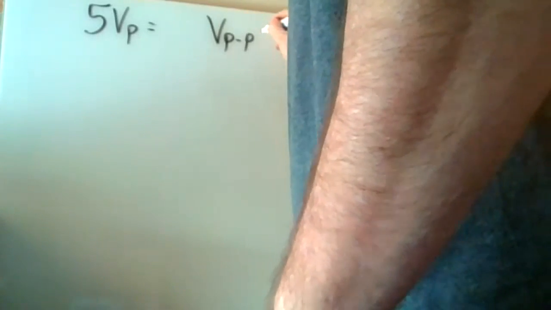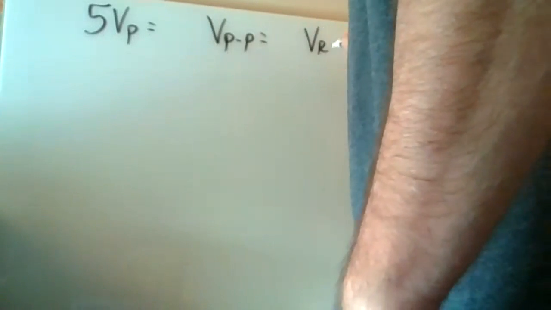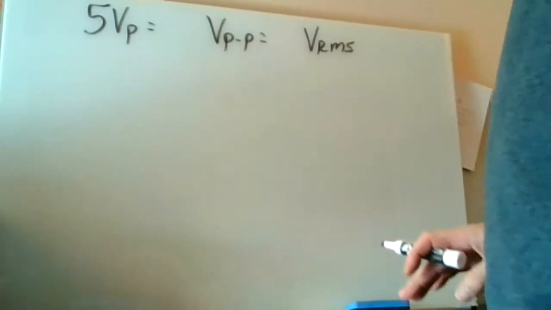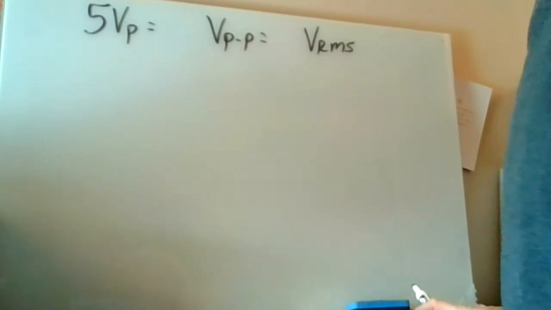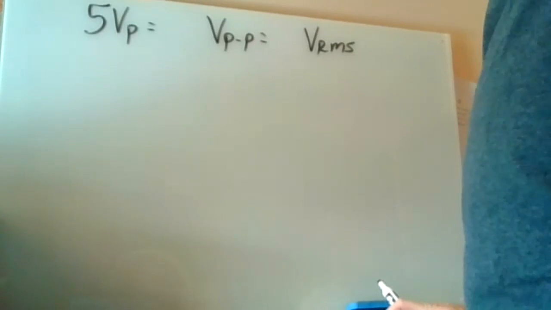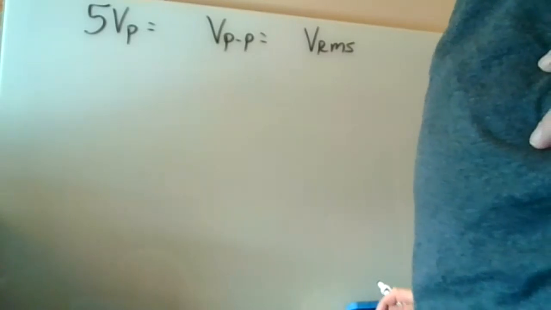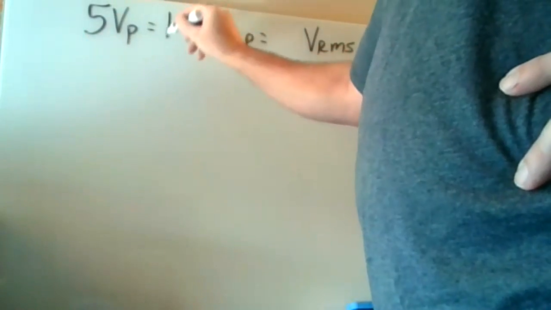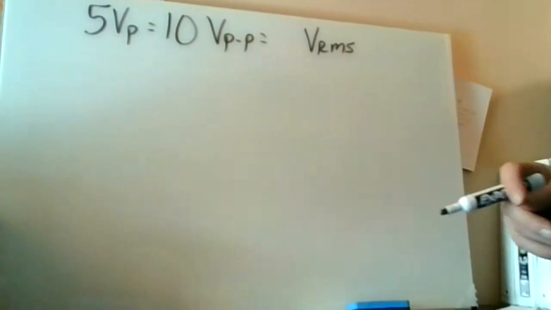So let's say I have 5 volts peak. I want to know my peak to peak, and I want to know my VRMS. Now that we're into AC, we're going to try to go to 3 decimal places. If you go to 2, I'll take it, but 3 is just going to make us a little more accurate when we're measuring stuff, because we're going to be dealing with angles and all that good stuff. So how do I get my peak to peak? I double my peak. So my peak to peak is 10 volts peak to peak.